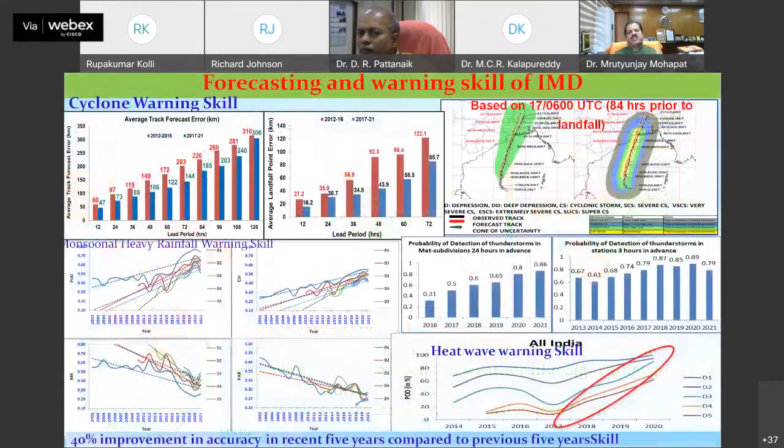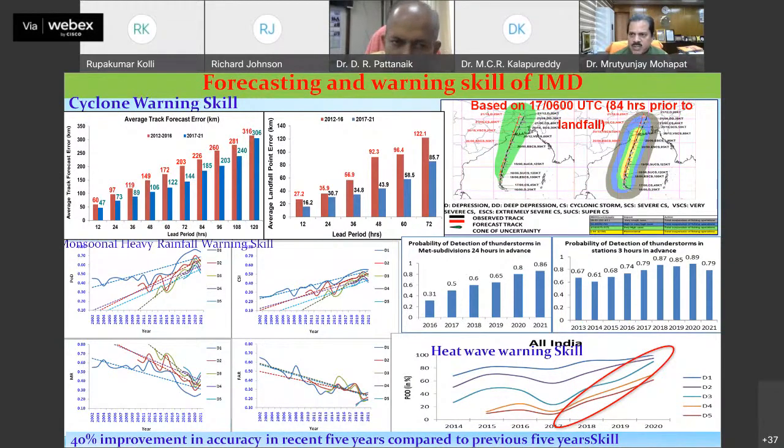If you look at the monitoring and forecasting in the short to medium range over the years, you will find a significant improvement with respect to all these severe weather events occurring in the monsoon season. Especially for cyclones, there has been almost zero error in many extremely severe cyclonic storms passing over the area in recent years. As a result, it has led to minimization of loss of lives and properties. An example is the super cyclone Amphan, which crossed during the onset phase of monsoon in May 2020. It was well predicted, not only the genesis, but also track, intensity, and associated severe weather. There has been about 40% improvement in accuracy of various types of severe weather events, including monsoonal heavy rainfall, cyclones, heat waves, and thunderstorms, in the recent 5 years compared to the previous 5 years.